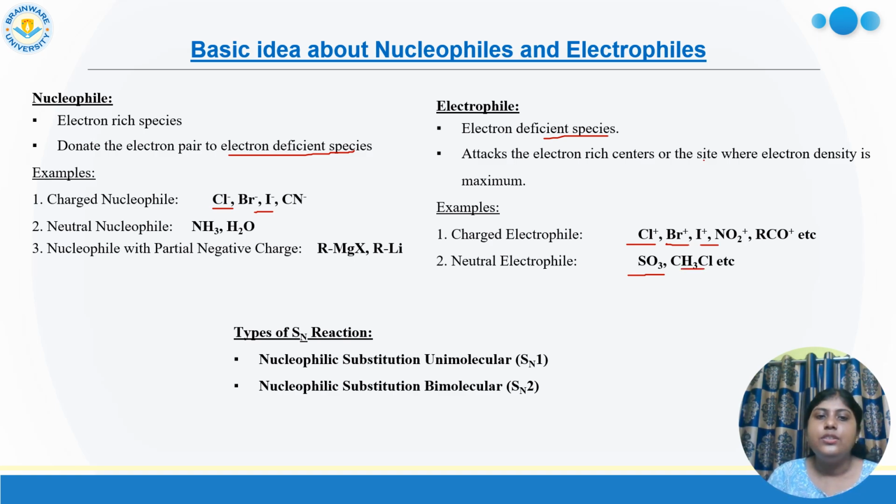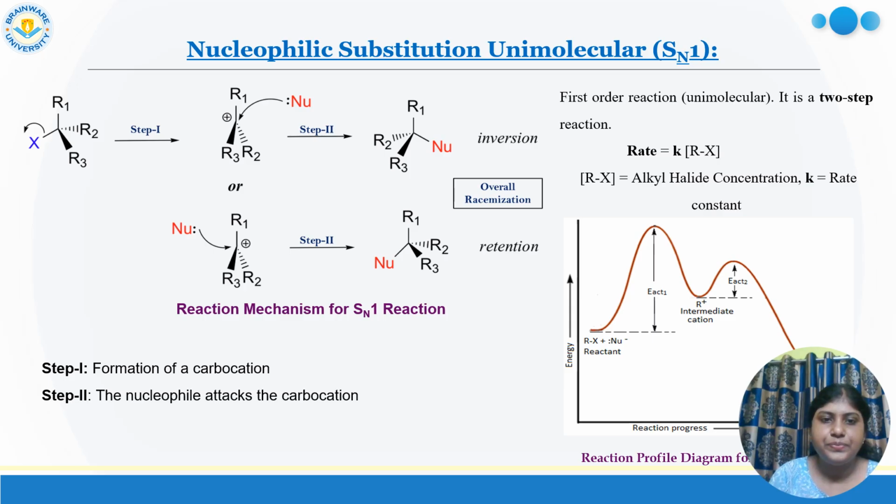Types of SN reaction, that means types of nucleophilic substitution reaction. Number 1, nucleophilic substitution unimolecular, and number 2, nucleophilic substitution bimolecular. Next, nucleophilic substitution unimolecular.